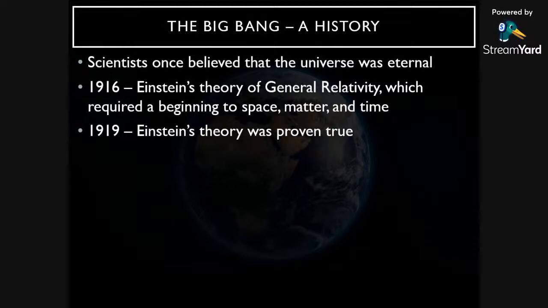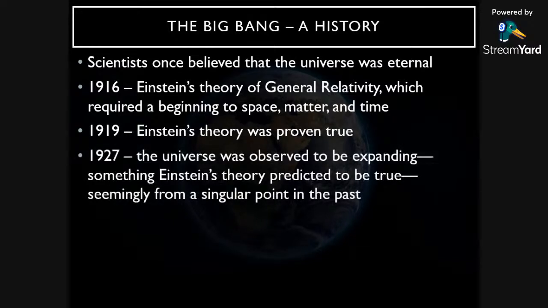And then as we come several more years forward into 1927, the universe is observed to be expanding. Now, this is something that Einstein theorized would happen. It's what his theory predicted to be true, and that being shown, being examined, being observed to be expanding, shows that what his theory looked to be was true.